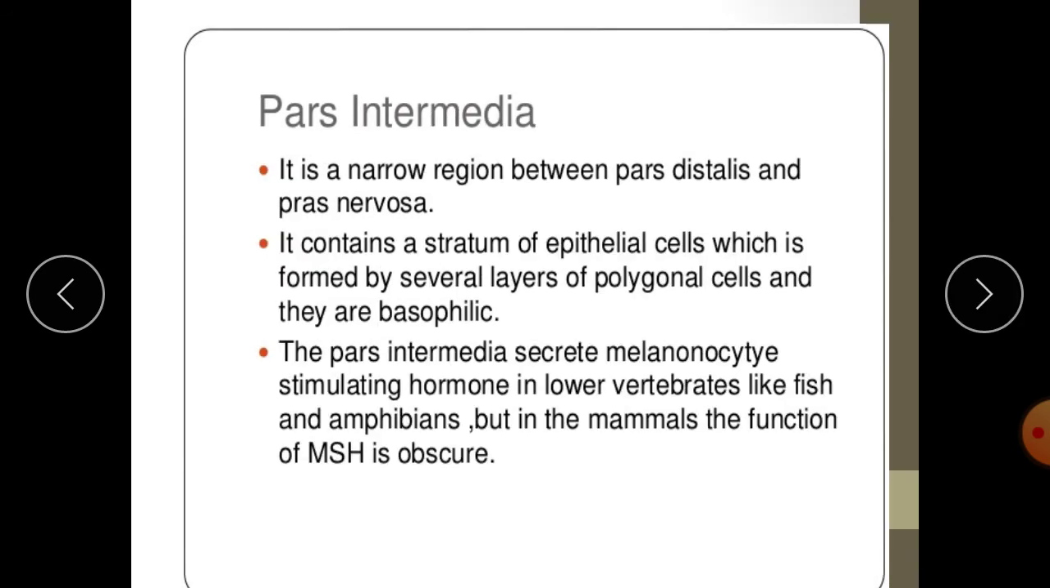So pars intermedia contains a stratum of epithelium cells formed by several layers of polygonal cells, and they are basophilic. So basic stains are taken by these cells. The pars intermedia secretes melanocyte stimulating hormone, MSH, in lower vertebrates like fish and amphibians, but in mammals the function of MSH is obscure. This is the only hormone secreted by pars intermedia.